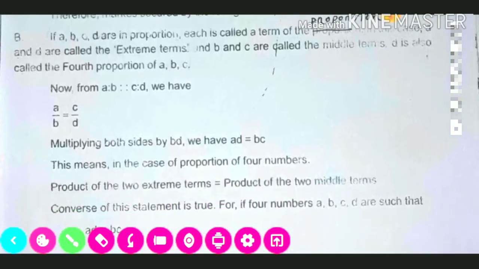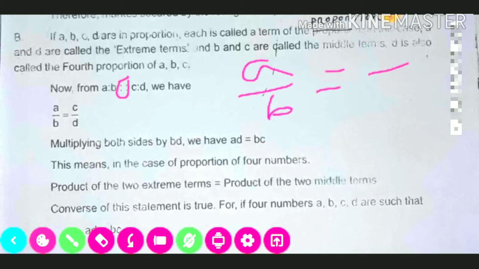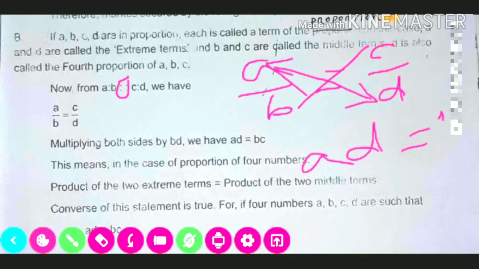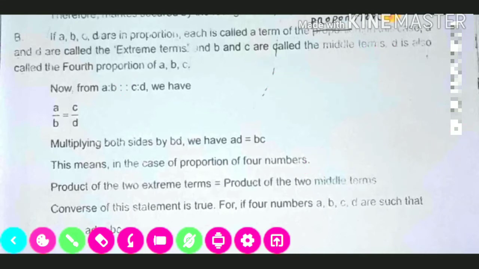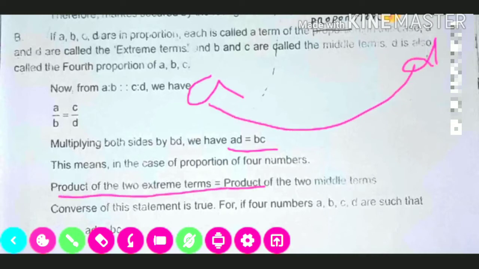Now see, from the ratio A is to B in proportion with C is to D, we have A divided by B equal to C divided by D. Now if we do cross multiplication, A into D, so AD, is equal to B into C, BC. Multiplying both sides, we get this. This means in the case of proportion of four numbers, the product of the two extreme terms, A and the last one D, is the formula, remember it. And the product of the middle terms is equal to B times C.